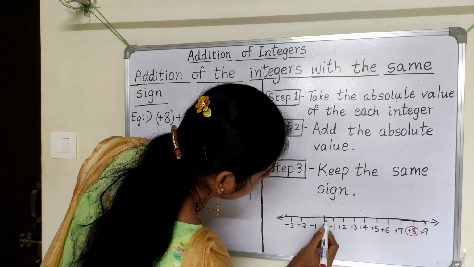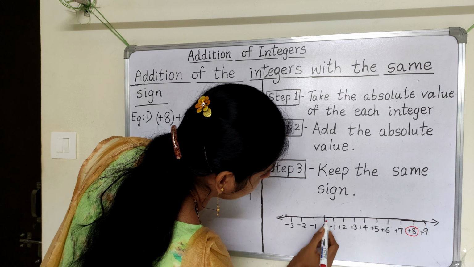Add the absolute values. Let us add the absolute values of the given integers. The absolute value of +8 is 8, plus the absolute value of +9 is 9. Put it in the bracket. 8 + 9 is equal to 17.